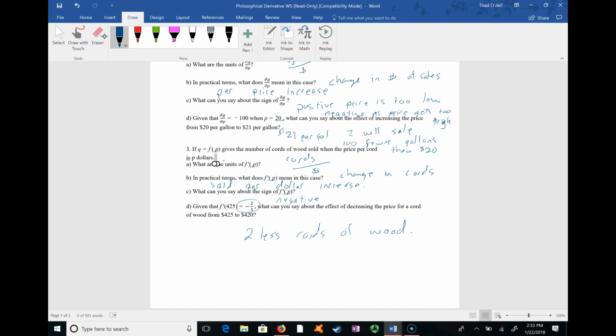Oh, no, my bad. Let's erase that, back up. See, I make mistakes when I'm doing stuff further ahead. So yeah, this is a good illustration. So it is negative, like I said. Since I dropped the price, I have a negative $5 down here, which caused that to be a positive 2. So actually I would sell 2 more cords of wood.